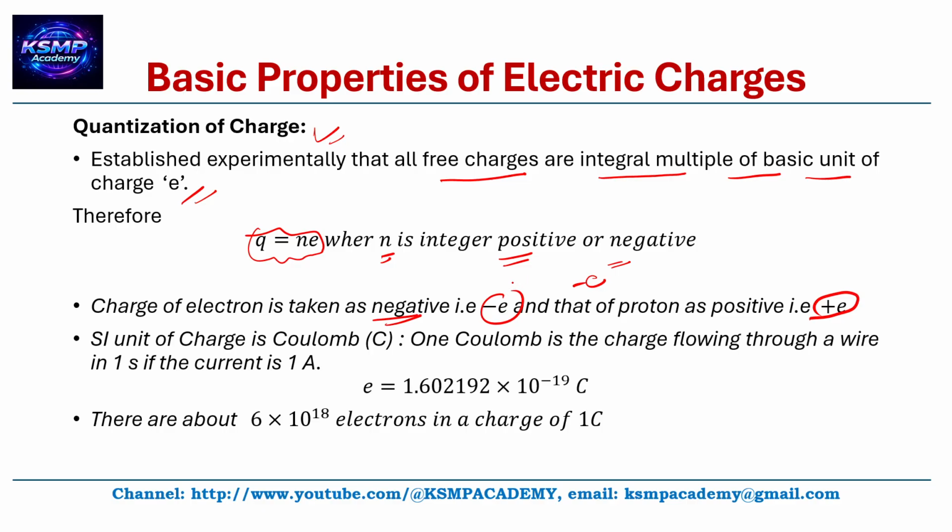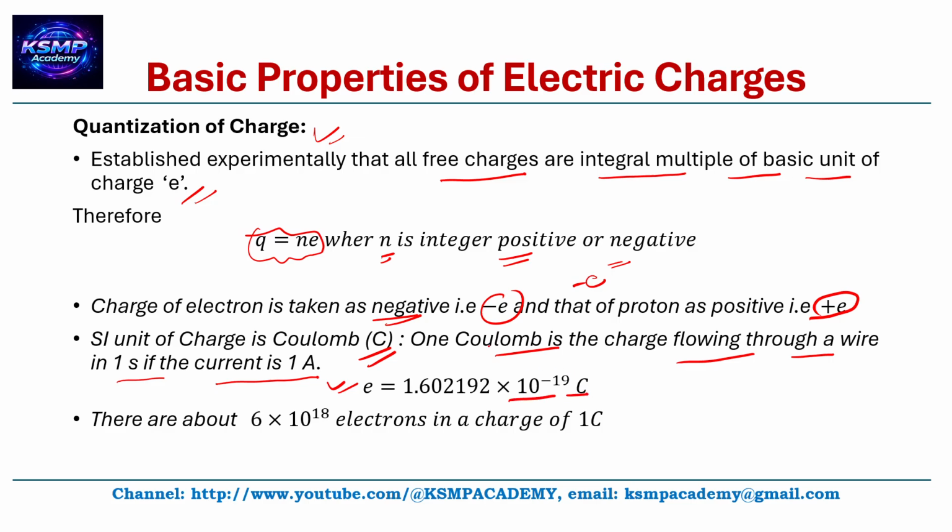SI unit of charge is Coulomb, and what is it? 1 Coulomb is the charge flowing through a wire in 1 second if the current is 1 ampere. That means if in a wire a 1 ampere current is flowing, then 1 Coulomb of charge will flow in 1 second. And the value of e is 1.6 into 10 to the power minus 19 Coulomb, that we are going to use frequently.